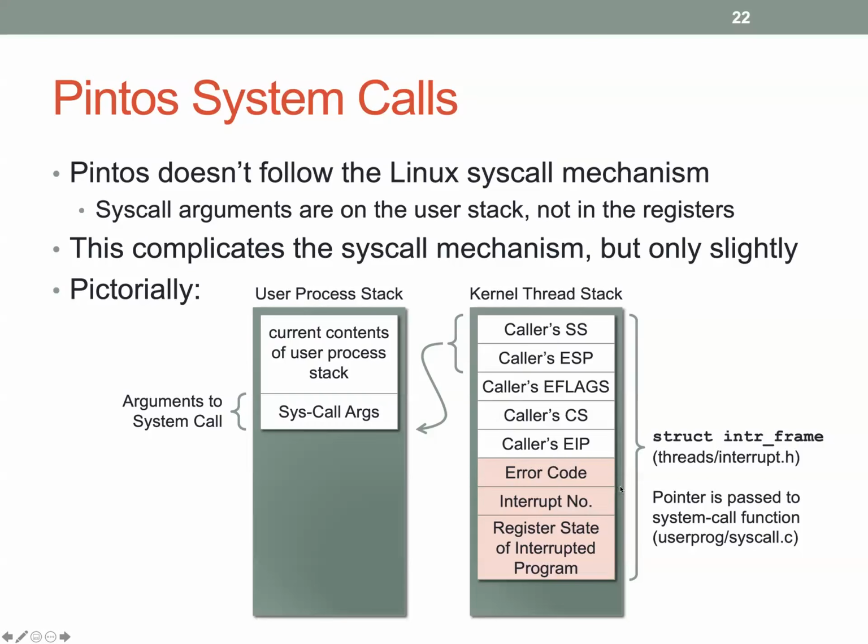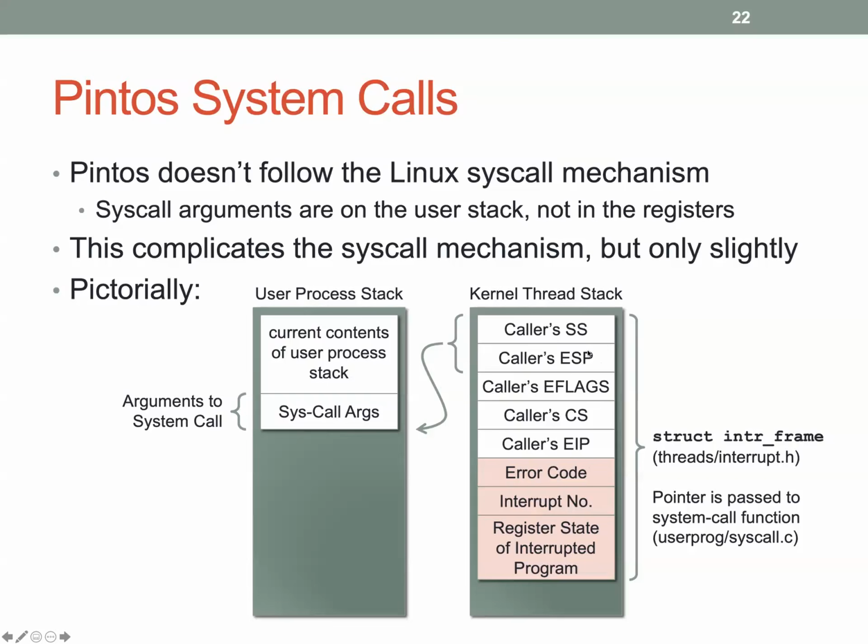Error code will be a dummy value. I think it's 0 on Pintos. And then the register state of the interrupted program. Now you have a couple things in here. Stack segment, stack pointer. Hey, I can use the stack pointer to go access the user stack. And it really is no more difficult than that. Let me see what my next slide is. Yeah, I'm going to talk a little bit more about this picture because a picture is worth 1,000 words.